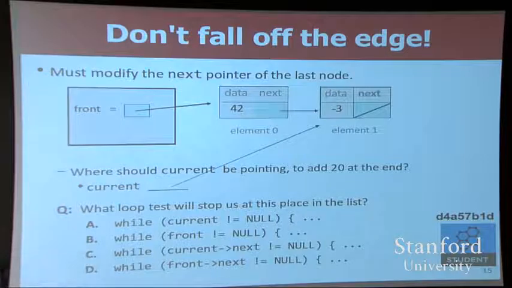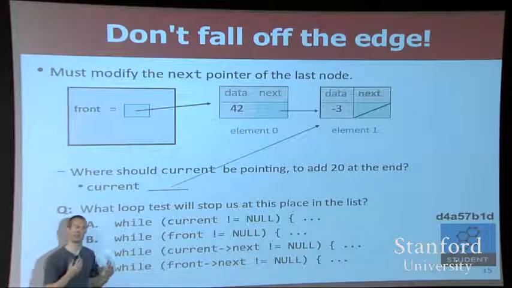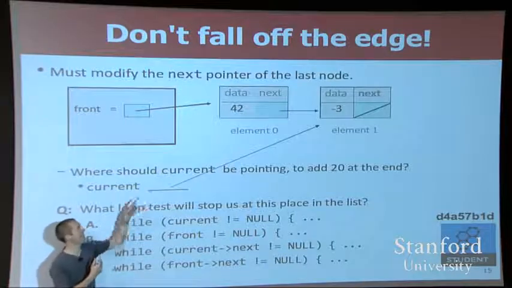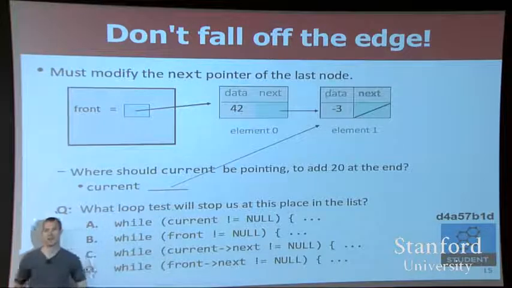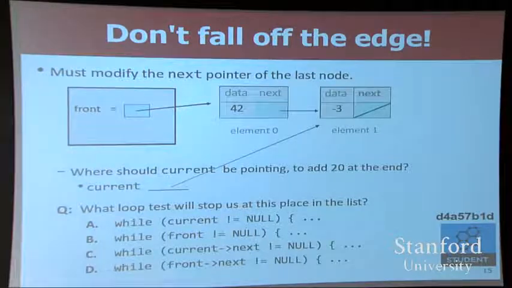Right? Current itself isn't null. If current itself were null, that would be bad because I want current to point to that so I can go to that box and mess with that box. If current's pointing at null, I can't use current to do anything useful. Null is not someplace I can go in the memory and do things.